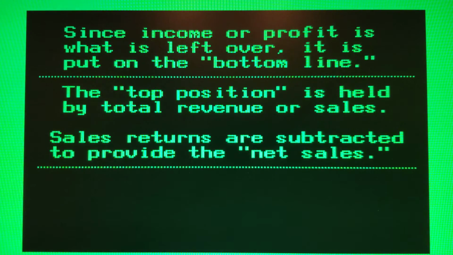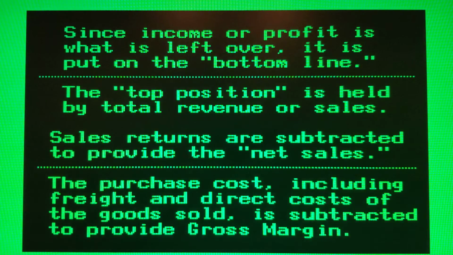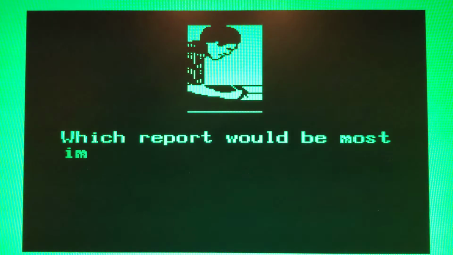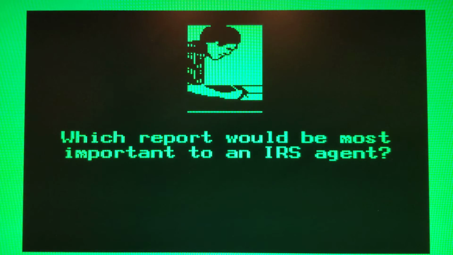The top position, also important, is usually held by total revenue or sales. Next, sales returns are subtracted to provide net sales. The purchase cost, including freight and other direct costs of the goods sold, is then subtracted to provide gross margin. Which report would be most important to an IRS agent?